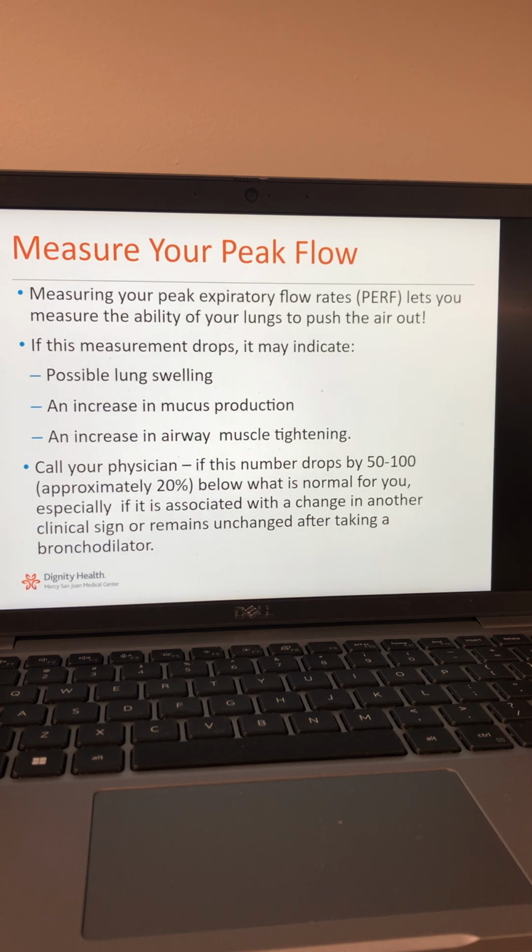Measuring your peak expiratory flow rate lets you measure the ability of your lungs to push the air out. If the measurement drops, it may indicate possible lung swelling, an increase in mucus production, or an increase in muscle airway tightening. Call your physician if your number drops by 50 to 100, approximately 20% below what is normal for you, especially if it's associated with a change in another clinical sign or remains unchanged after taking a bronchodilator, which would be your rescue medication, your albuterol, your levalbuterol.